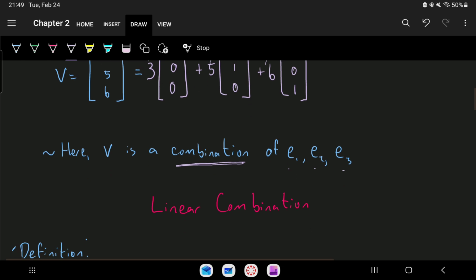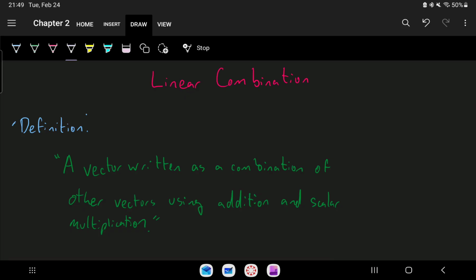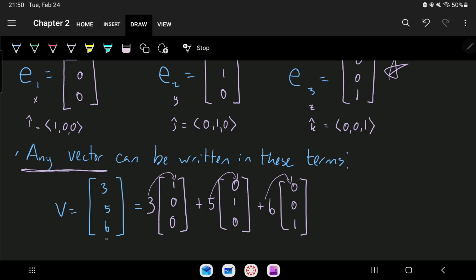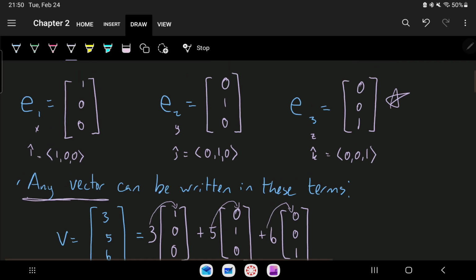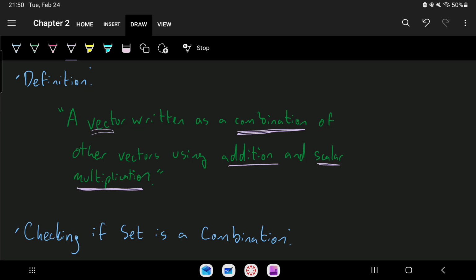But before we go into that, we need to actually define what a linear combination is. Basically, a vector can be written as a combination of other vectors using addition and scalar multiplication. And if that's true, then this vector is a linear combination of the other ones in question. And that's exactly what we saw up here. We took 3, 5, 6, and we wrote it as a combination of scalar multiplication and addition of E1, E2, and E3. And that's pretty much the ballgame. That's what we're doing.